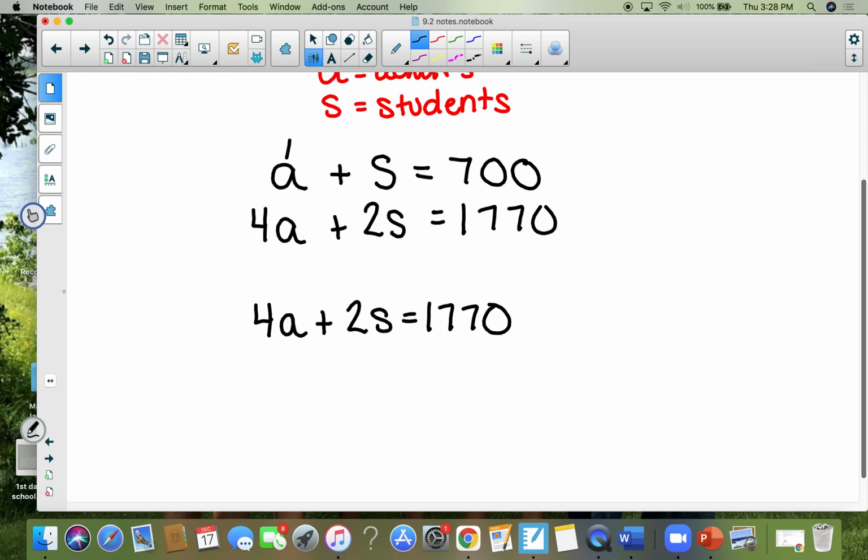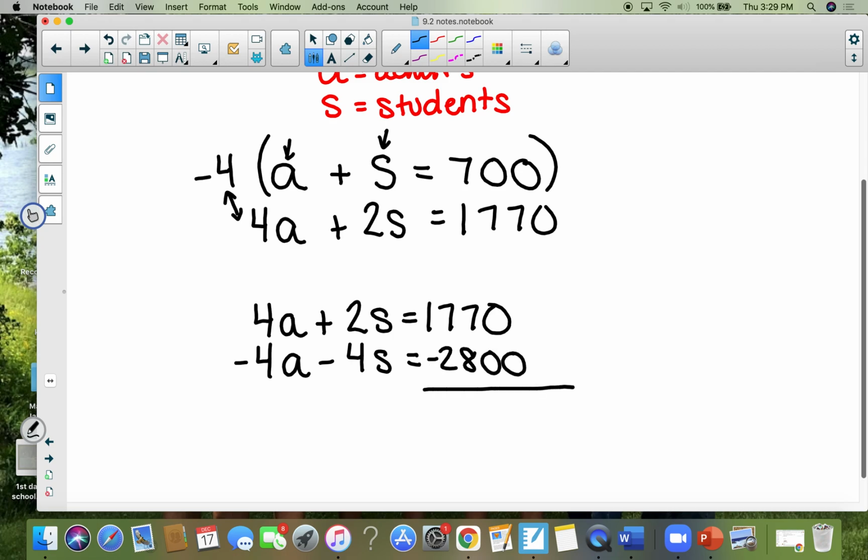I can either eliminate the A or the S. It's up to you, whichever one you want to eliminate. I'm going to eliminate the A. So if I eliminate the A, I have to multiply the first equation by a -4 so that these 2 are opposites of each other. So underneath it, I'm going to have a -4A, a -4S equals a -4 times 700 is a -2800. And then draw your line and put a plus sign. I guarantee you, you're going to have at least one problem on the ACT using the elimination method. It's the quickest method. The A's cancel out.